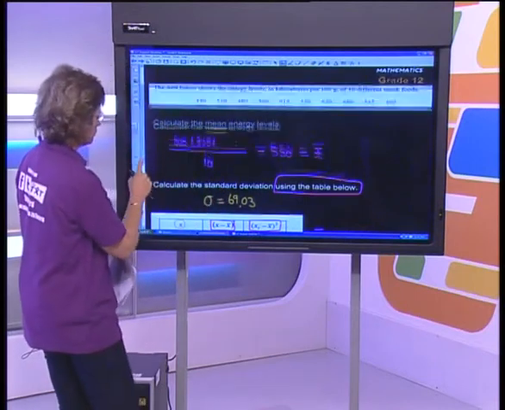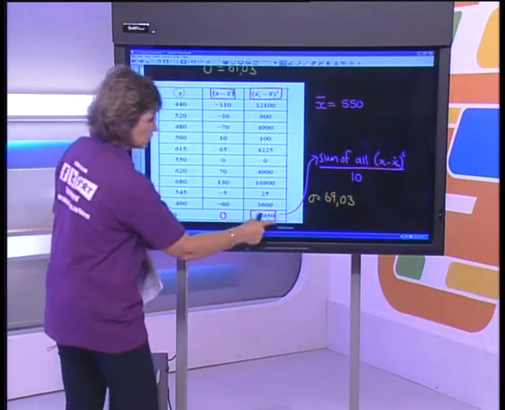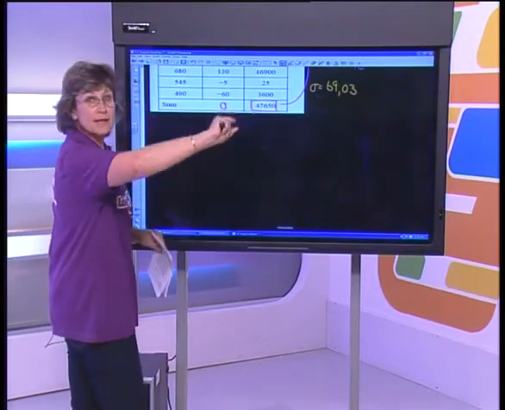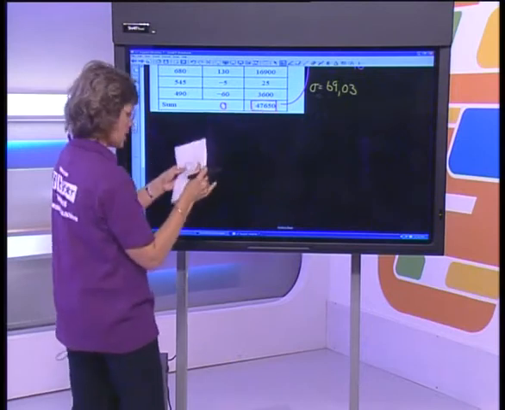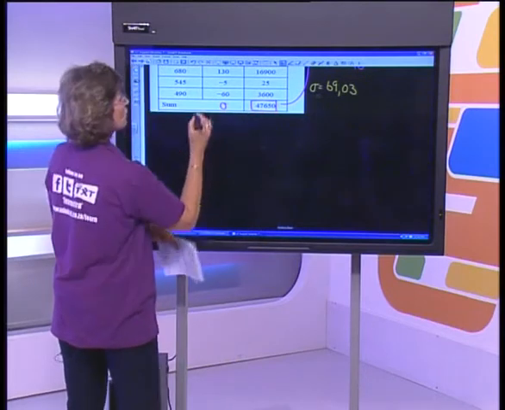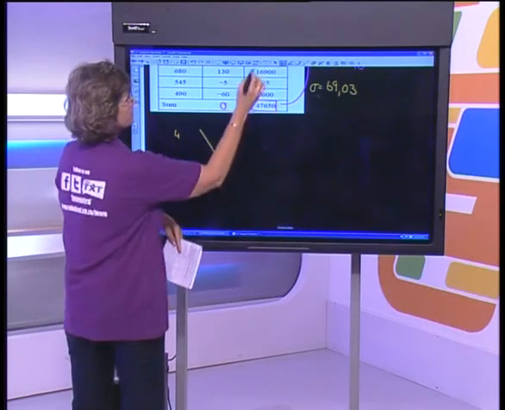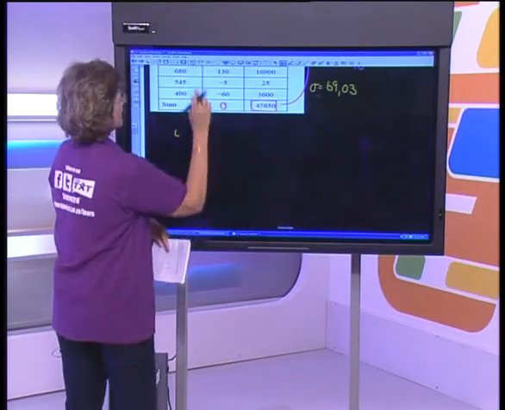All that you have to do is take your data, and the first thing you have to do is rank it from smallest to biggest. So I've got that, and I'm just going to quickly write down these values from smallest to biggest.